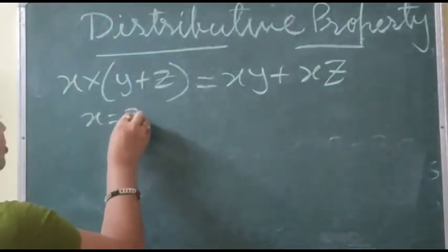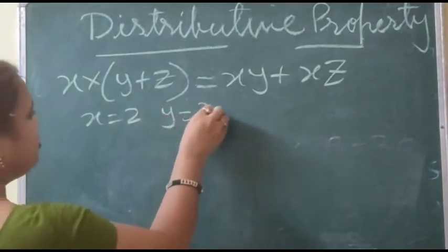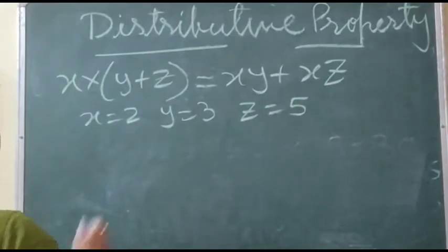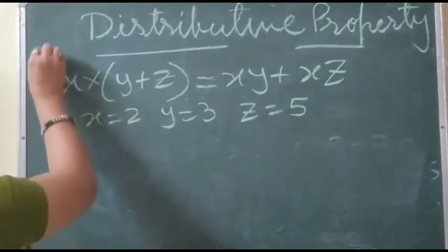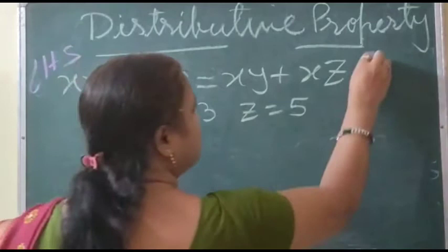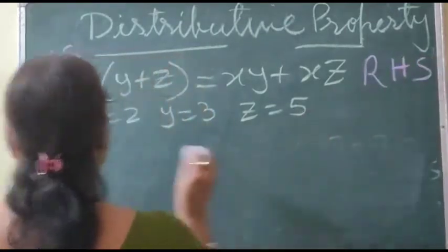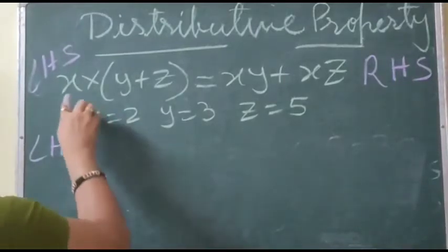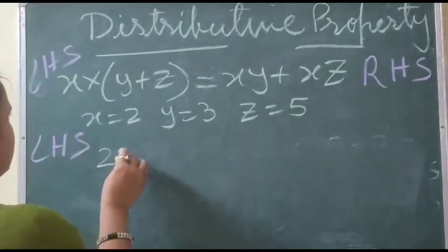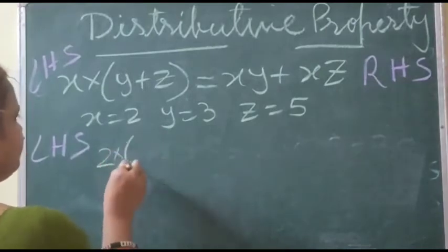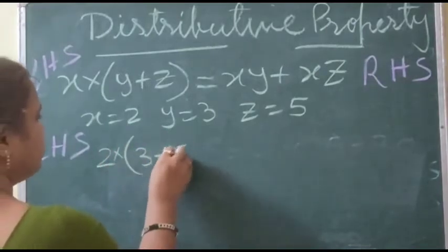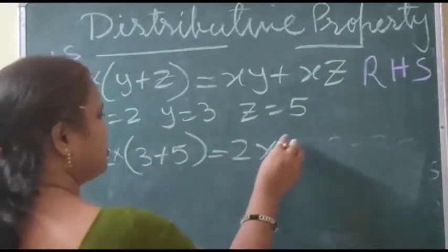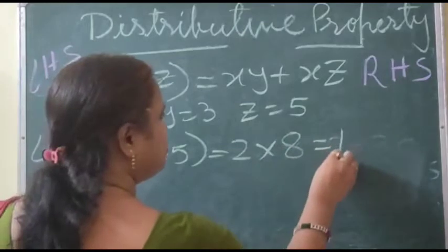If x is equal to 2, y is equal to 3 and z is equal to 5, then solve it. This side is LHS and this side is RHS. First let's solve LHS. x into, inside the bracket, y plus z: 2 into 3 plus 5. 3 plus 5 is 8, and 2 into 8 is equal to 16.